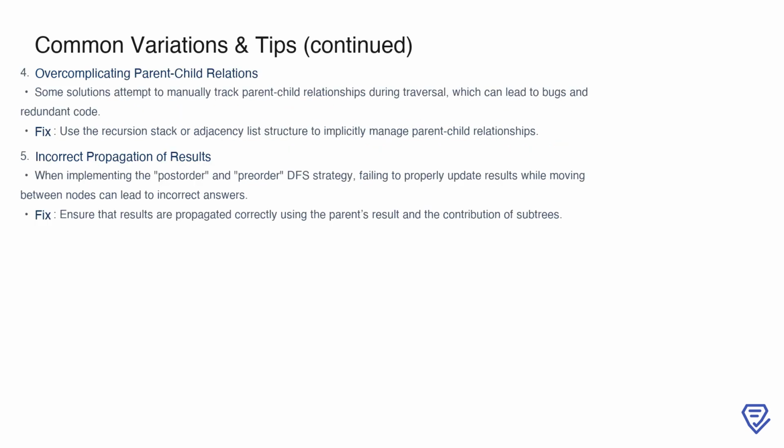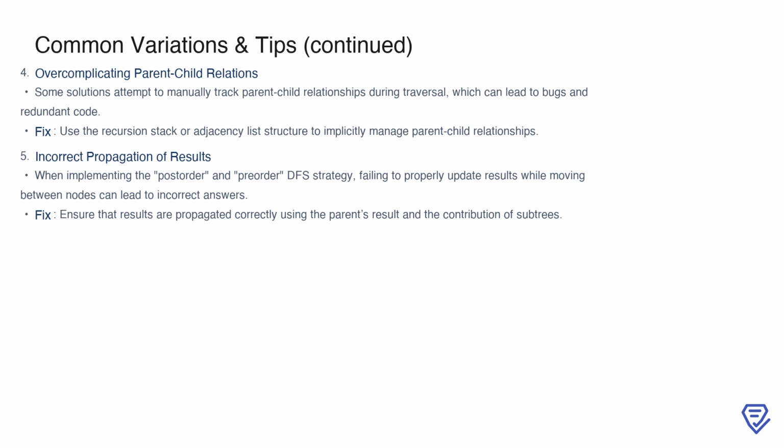Another frequent mistake is overcomplicating the management of parent-child relationships during traversal. Some solutions manually track these relationships, which can lead to redundant code and unintended bugs. A better approach is to use the recursion stack or the adjacency list structure to handle these relationships implicitly.